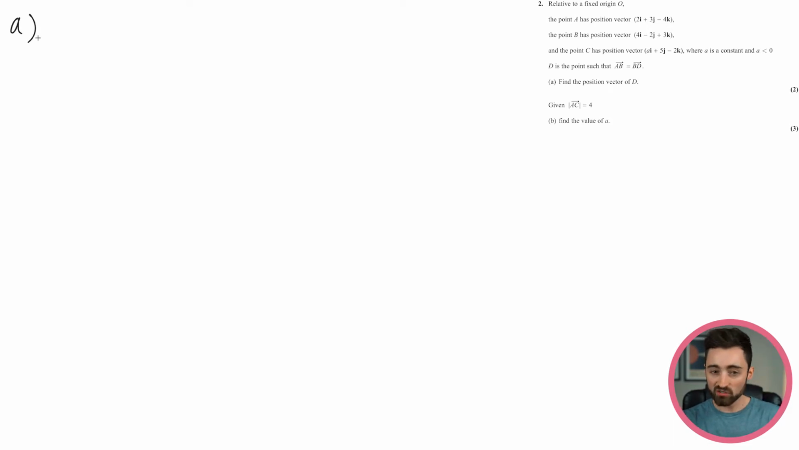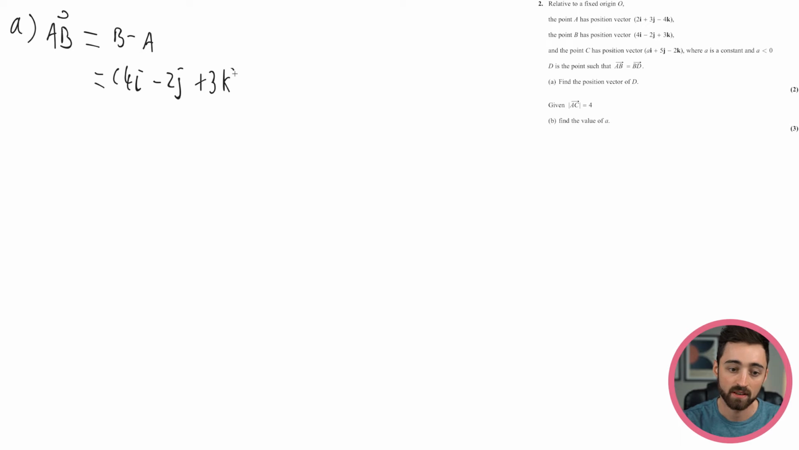Okay, so all we really need to know is what this little equation they've given us actually represents. It says AB, and that is the vector that takes me from A to B. So how do we work that out? Actually, relatively simple. All we need to do is take the position vector of B and then take away the position vector of A. So if we quickly work that out, we can then get that into our equation. B is just going to be 4i - 2j + 3k. A is going to be 2i + 3j - 4k.